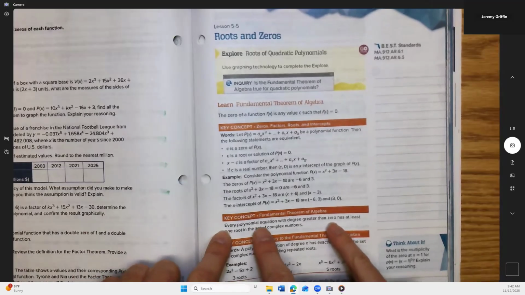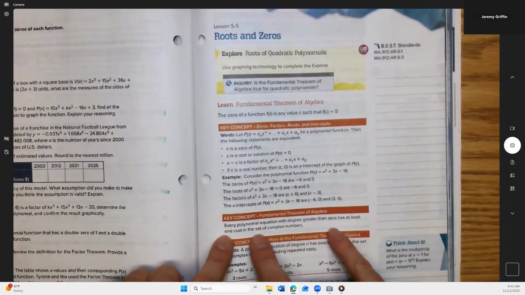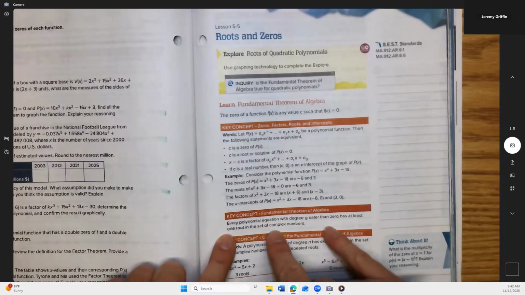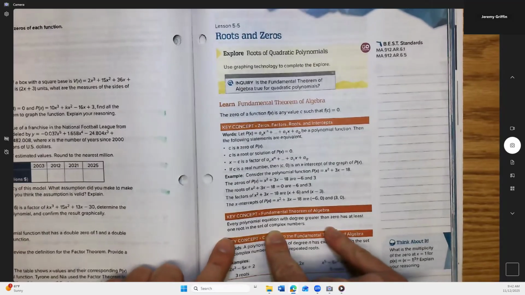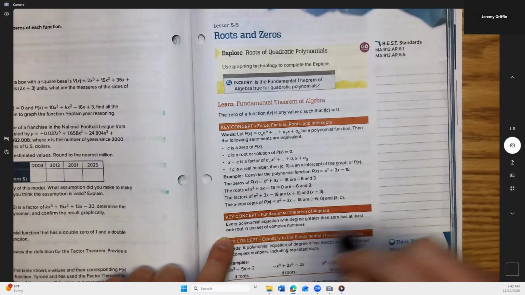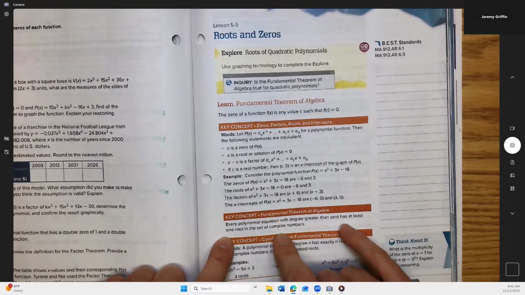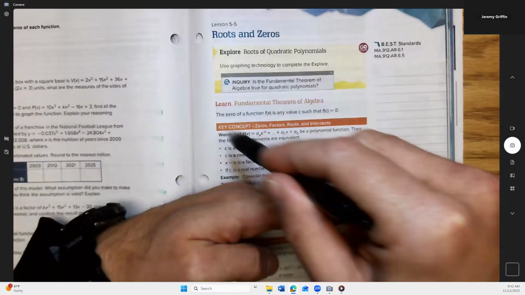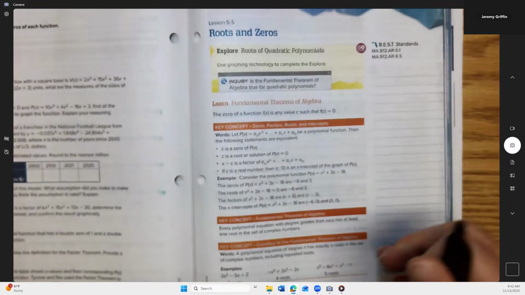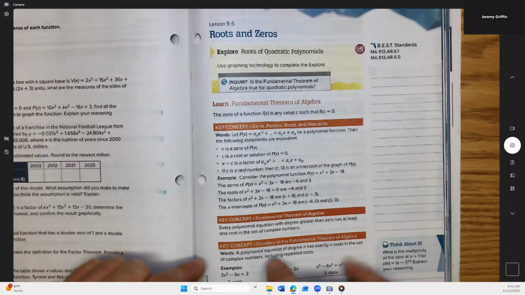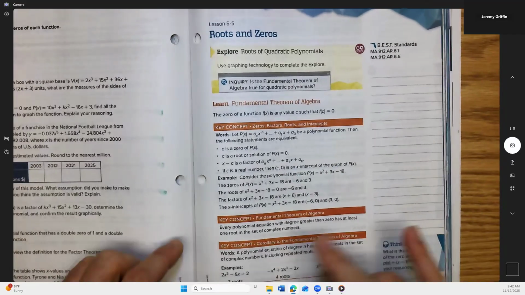It says every polynomial equation with degree greater than 0 has at least one root in the set of complex numbers. Yes, complex. That also refers to imaginary numbers too. So if there are real zeros, then if you draw a graph, the graph physically crosses the x-axis. If it does not, like if you had a parabola hovering above the x-axis, there could still be zeros, but they would be imaginary or complex, you could say. But there'd be a way to find those.